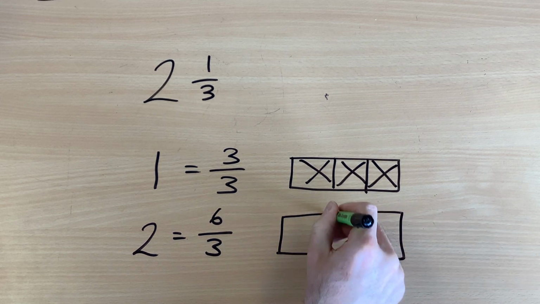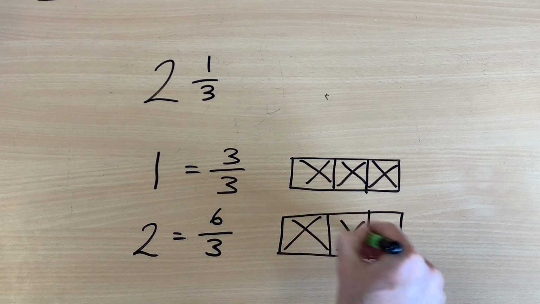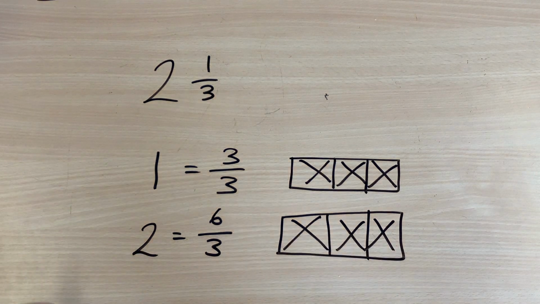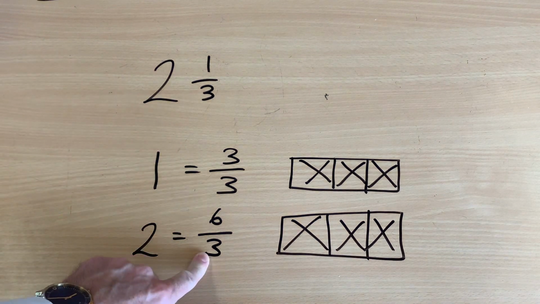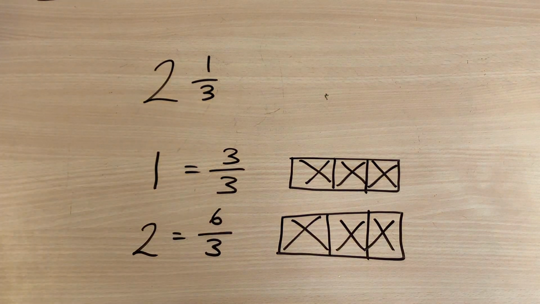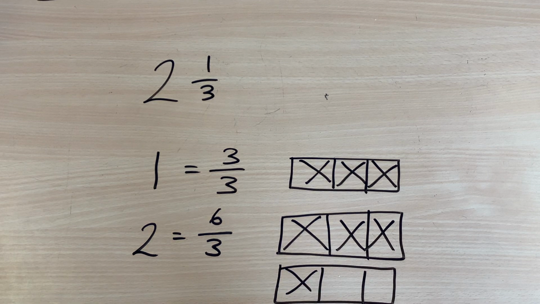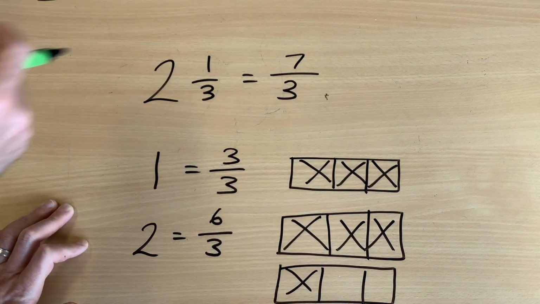So again, if I have 2 whole ones, and I chop them up, I'm going to have 1, 2, 3, 4, 5, 6 thirds make 2. So in 2 whole ones, I've got 6/3, and then all I need to do is add my 1/3, because I've got an additional third on the bottom. And I've just got one of those thirds there. So in total, I've got 7 thirds.